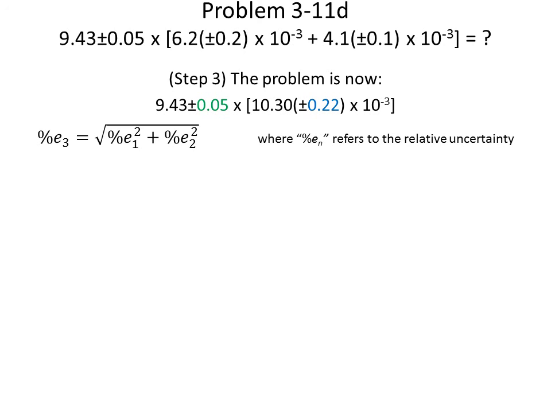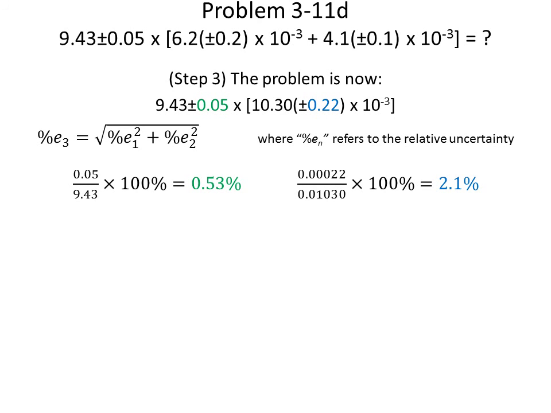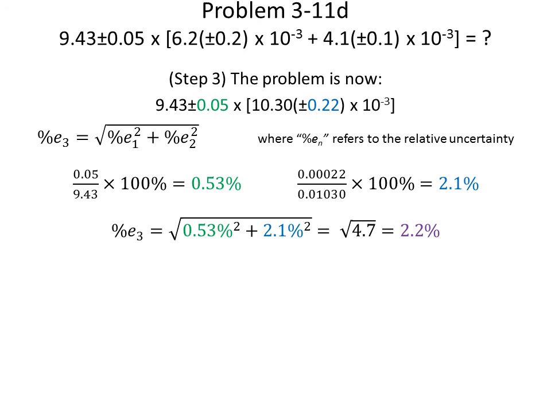When we perform propagation of uncertainty with multiplication, we use the percent relative uncertainty. So 0.05, the uncertainty, divided by 9.43, the value, multiplied by 100%, is equal to 0.53%, the percent relative uncertainty. The number inside the parentheses then has a percent relative uncertainty of 2.1%. When these are inserted into the uncertainty propagation equation, we find that the percent relative uncertainty E3 is equal to 2.2%.